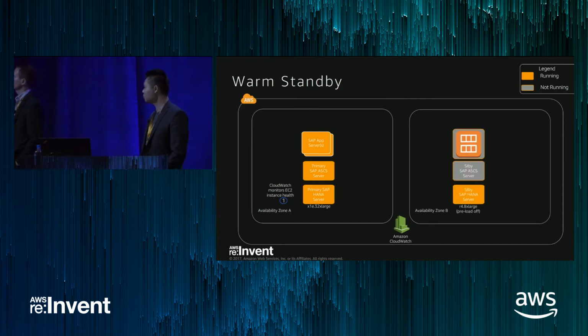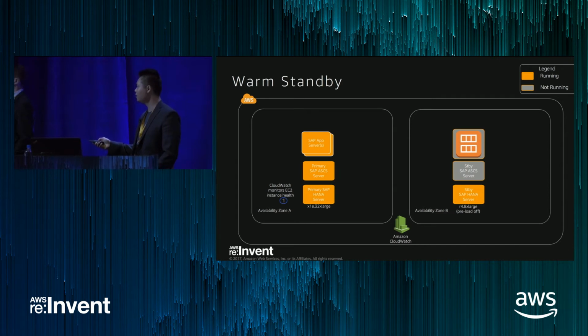On our standby, here's what we have. For our standby HANA server, we have an R4 8 extra large, a 256 gigabyte instance. That's a 15 times difference in memory size between the two. To enable that, we have turned HANA preload off on this configuration. Our ASCS instance is on standby, not running at all. And here are our application servers.